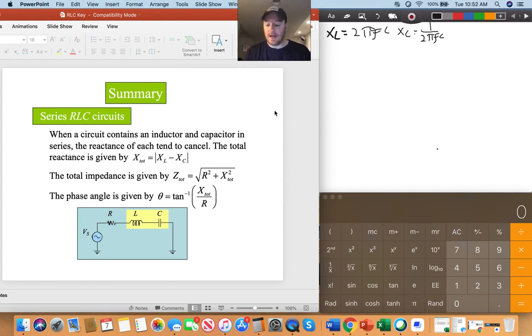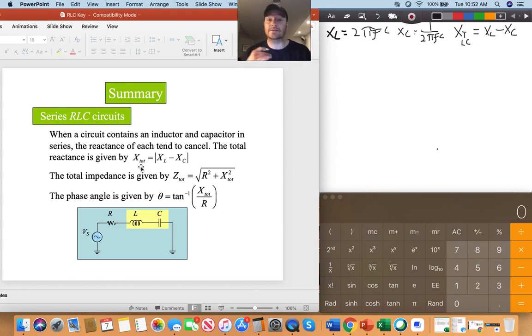All right, and the formula for this, which can be identified a couple of different ways, they call it X total here. Some people will put X total here, some people will put X LC here, depending on the writing, but it's all the same. The formula for this is X of L minus X of C.